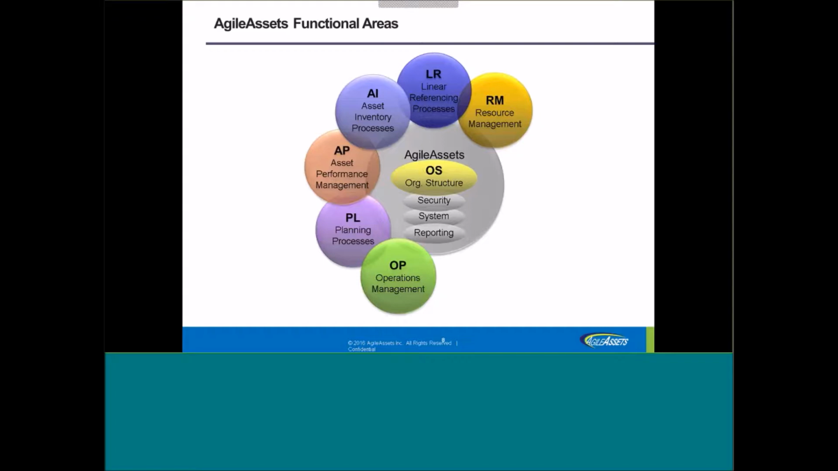Linear referencing, location, and resource management, largely looking at your labor resources, your equipment resources, and of course your materials management. What we are going to concentrate on today is your asset inventory processes. That's your AI processes, your AP, or asset performance processes, planning, and your operations. That's your day-to-day work orders and maintenance history. That, of course, all fits around a core of organizational structure, that foundational core that we saw on the bottom of the pyramid there. Those all fit around that core.